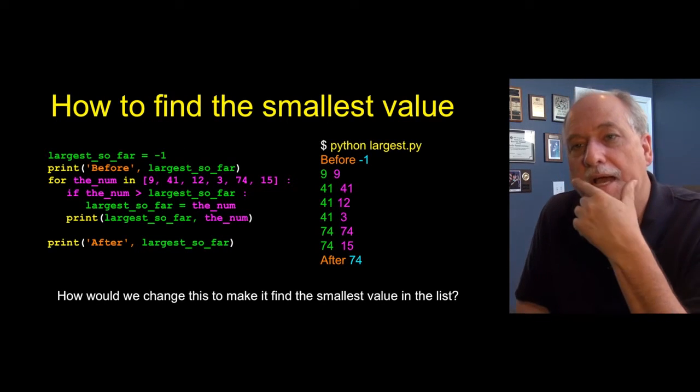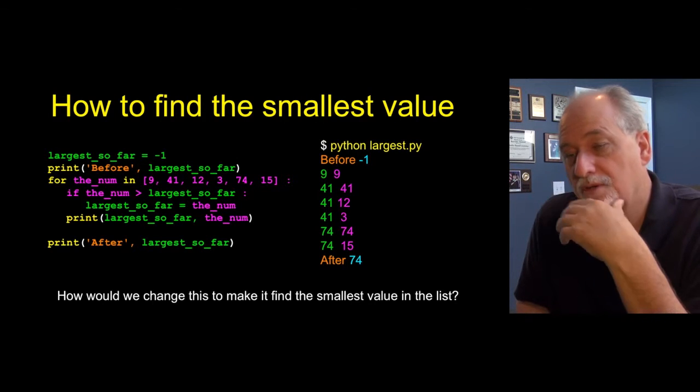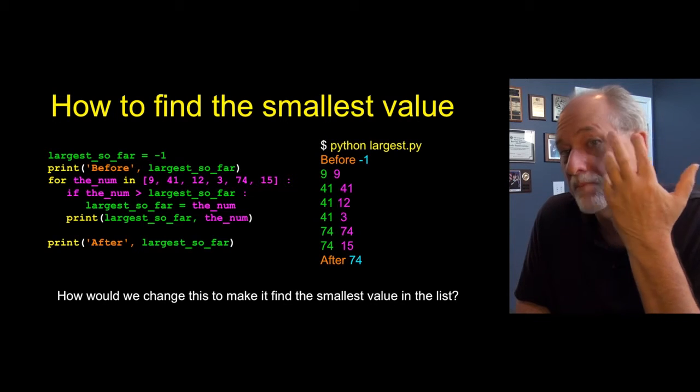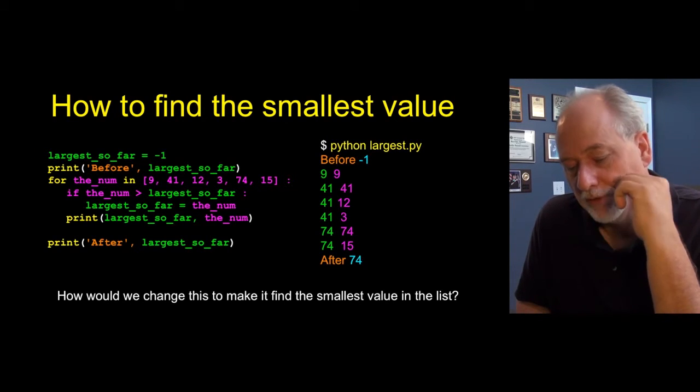So then the question is, how would you modify this code to teach it to find the smallest value in this list of numbers? Think of it as you have a starting number, you have a sort of what's better in this grabbing notion. How could you do that? Take a look.